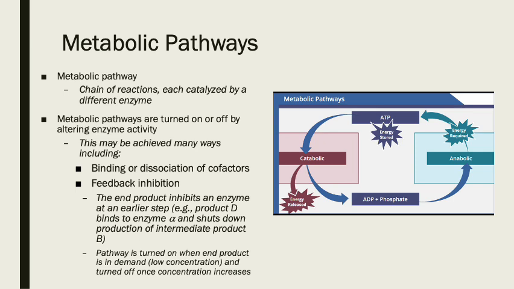Once we reach the optimum amount, another feedback mechanism is going to send a signal back that says, hey, we have enough, stop making this. And then the production will stop. When we need that thing again, the mechanism will turn back on and the process will continue. So metabolic pathways are controlled by enzymes, and they can be controlled usually through feedback mechanisms.